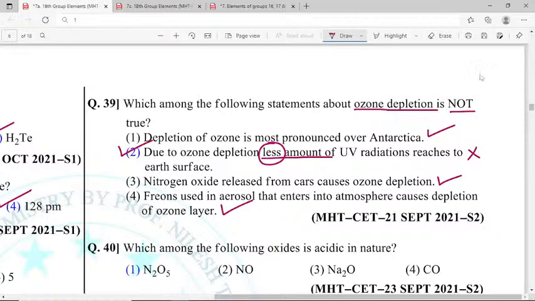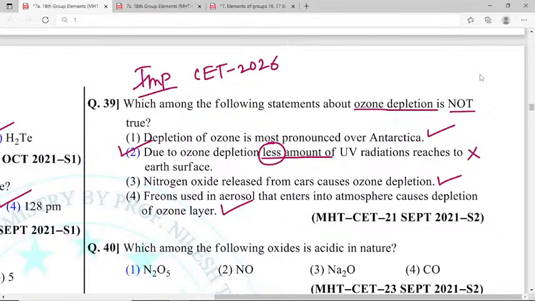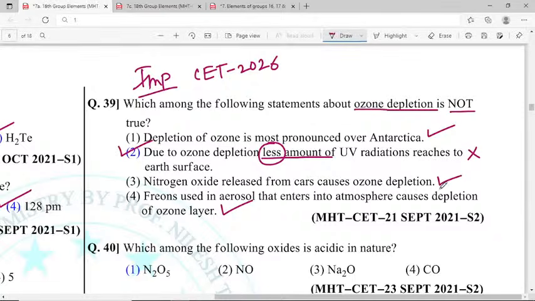Please mention, this is a very important question for CET 2026 exam. Not true, incorrect, false. Such type of question is frequently asked in 2025, 2024, 23 as well as 26 also.